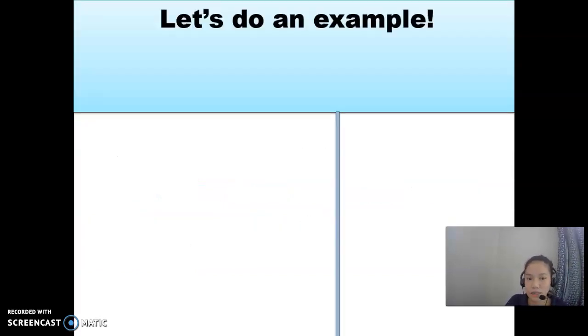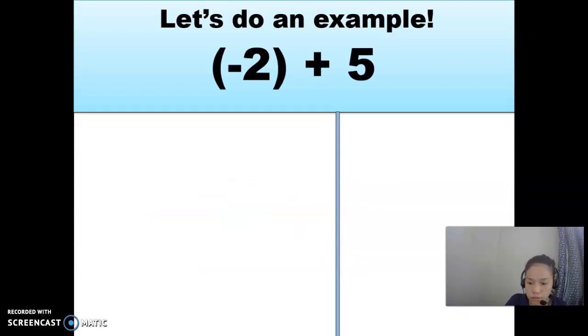Next, negative 2 and positive 5. So negative 2 plus 5. What have you noticed with the given?